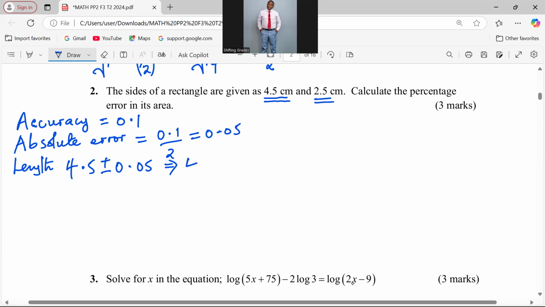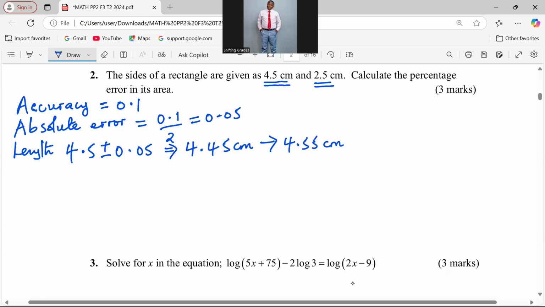So this means that the length will be lying between 4.45 centimeters when we subtract, and 4.55 centimeters. That is now the limits of the length. What about the limits of the width?